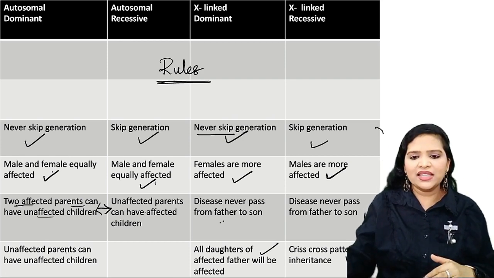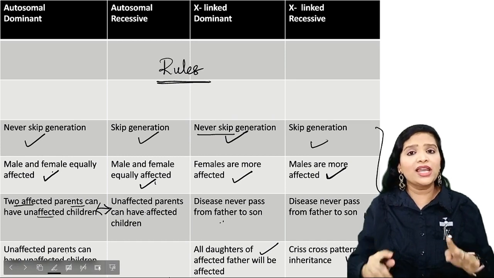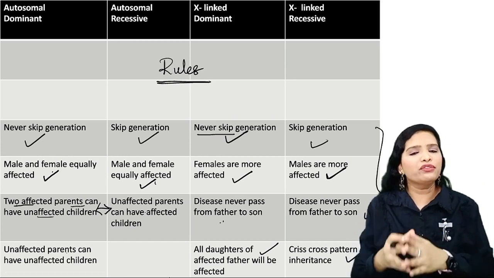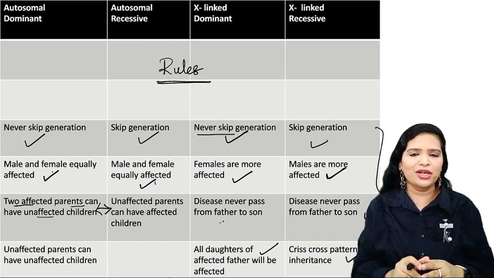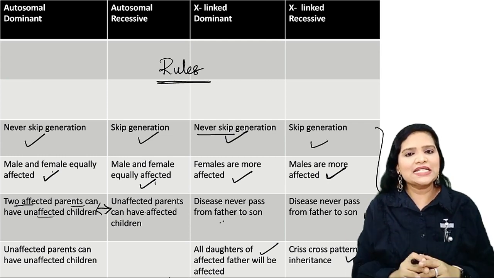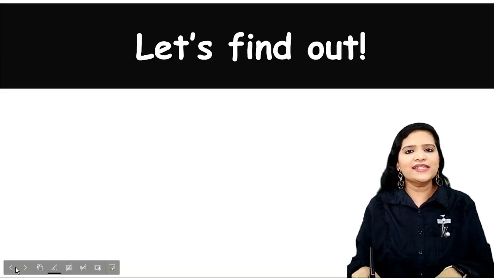So these are the 4 important points, which we call rules, that you must remember in order to find out what type of inheritance a pedigree chart shows. So let us see some examples.